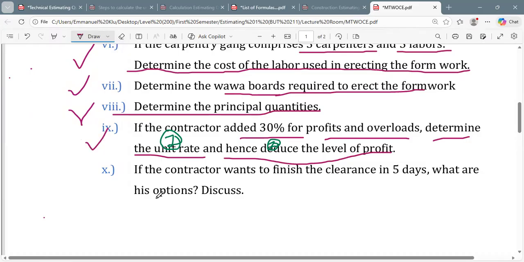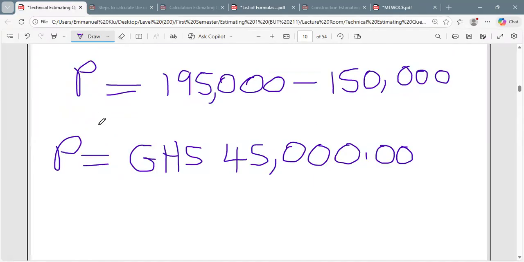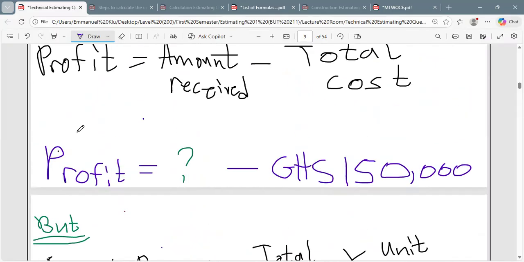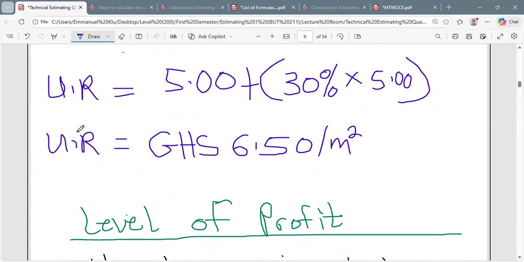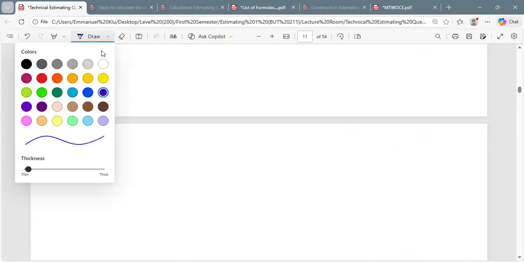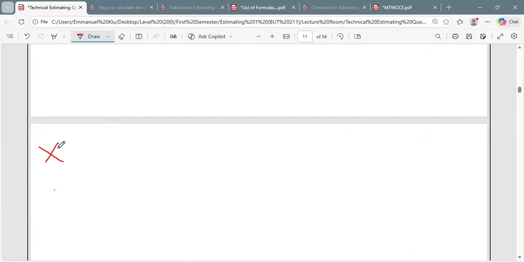So we are done with this one. So we are now on this. If the contractor wants to finish the clearance in 5 days, what are his options? Discuss. So this is how to go about the X. I want to solve that on a fresh page. So I'm going to take a fresh page quickly, and then in my lecture 3, I'm going to be focusing mainly on depreciation.